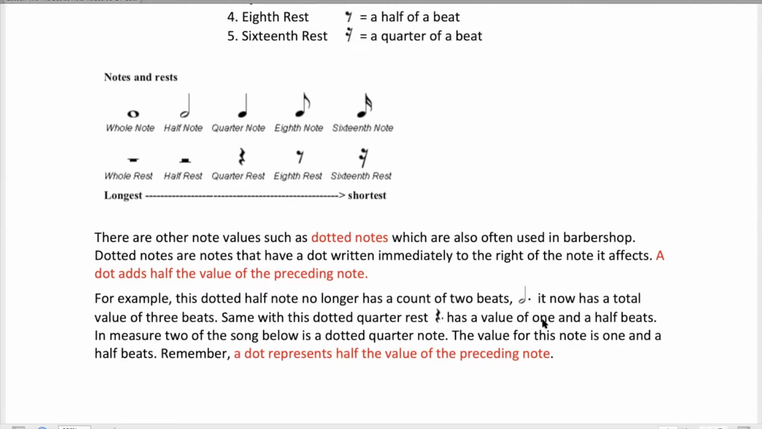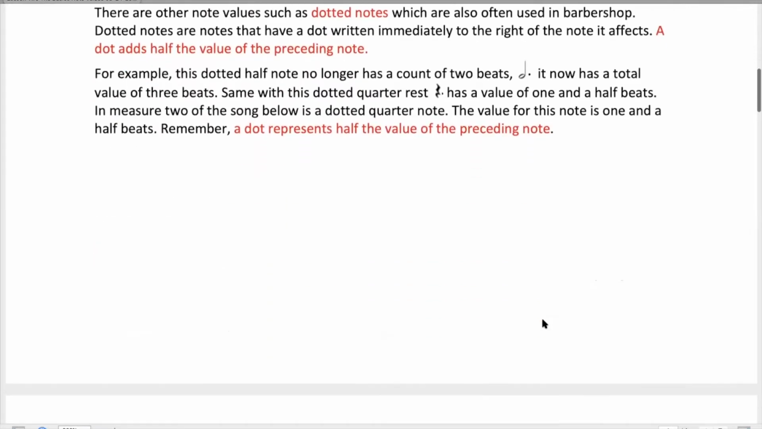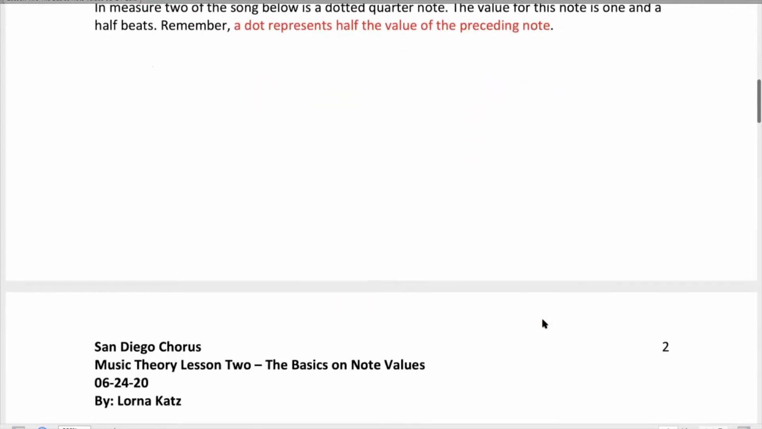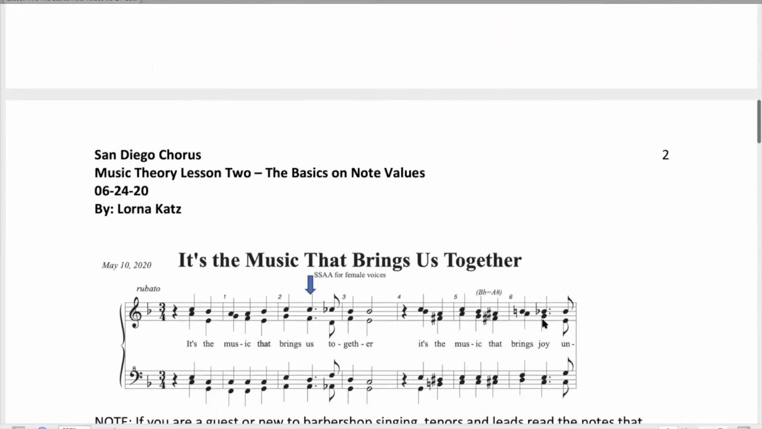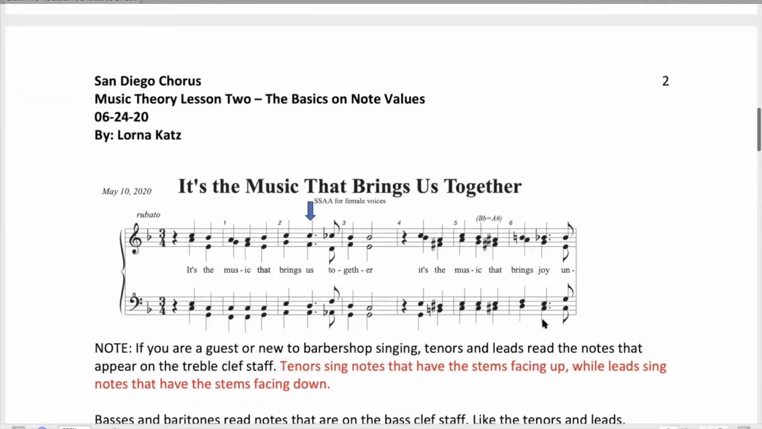In measure 2 of the song below is a dotted quarter note. The value of this note is 1.5 beats. Remember, a dot represents half the value of the preceding note. You see it over here represented by this arrow. It's the music that brings us. It's on us. So that counts as 1.5 beats.